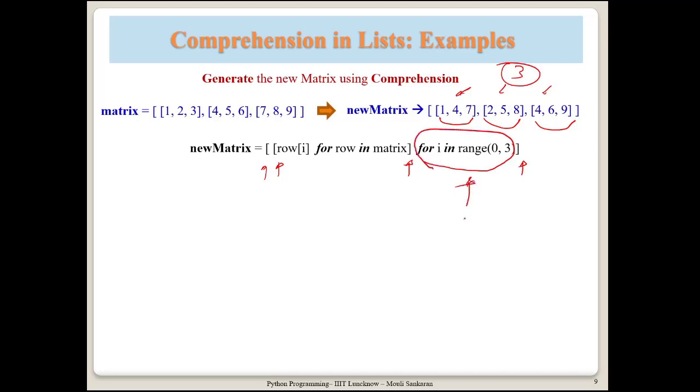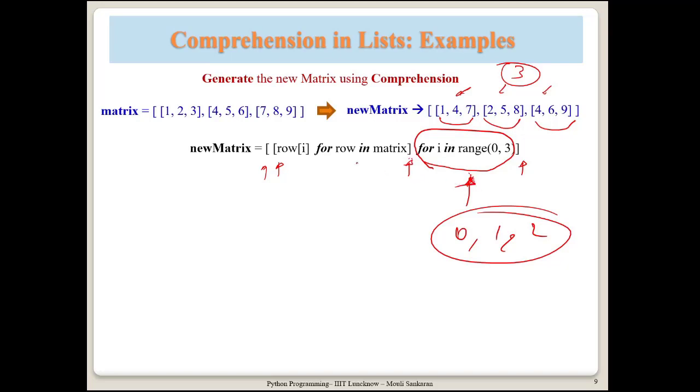So I need to have some generator which gives me 3 iterations: 0, 1, 2. This will take care of 3 iterations. So in this case, it will go from the outermost list to the innermost list. It will keep on going in. It goes to the outer list, and then based on the range you generate, that many inner lists are generated.